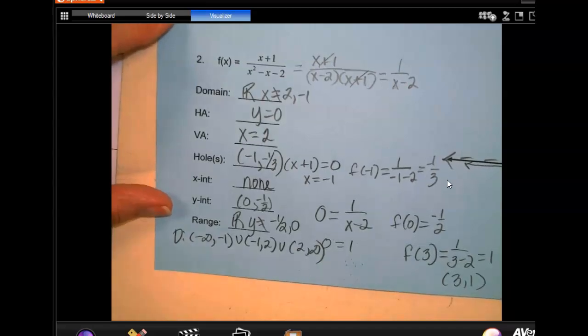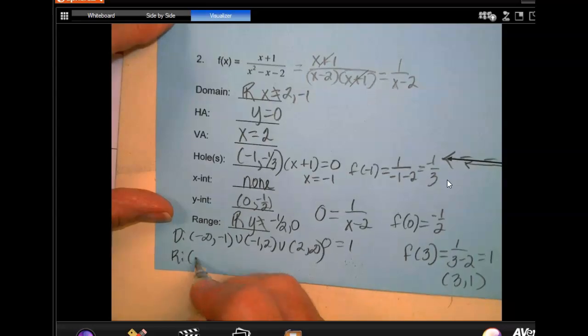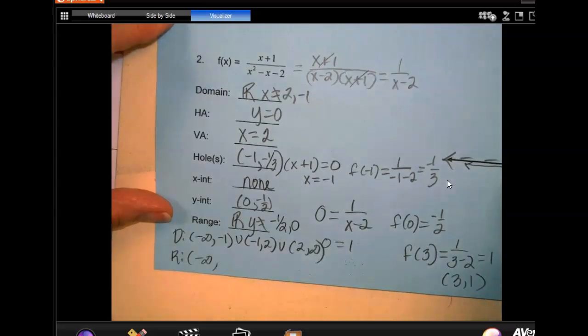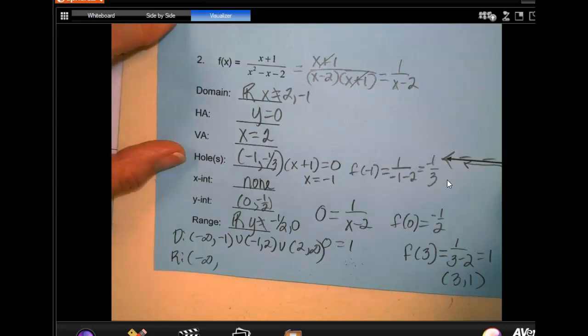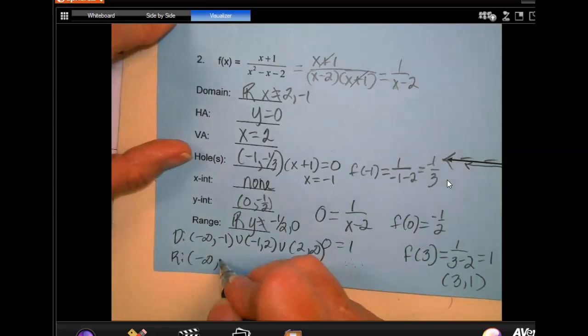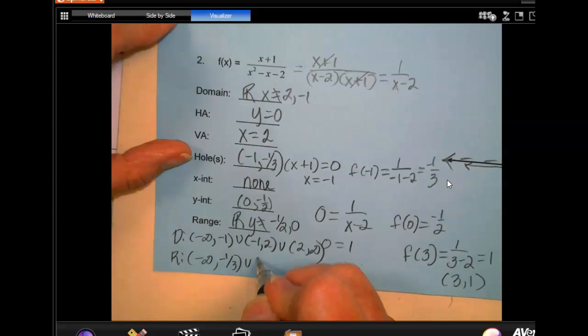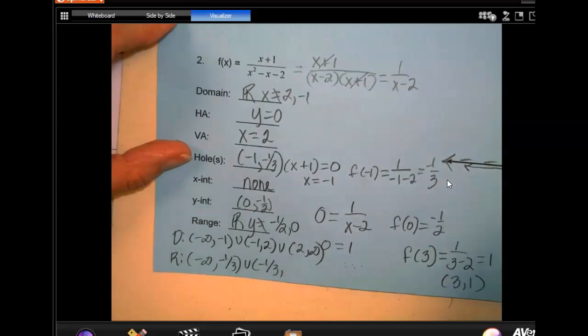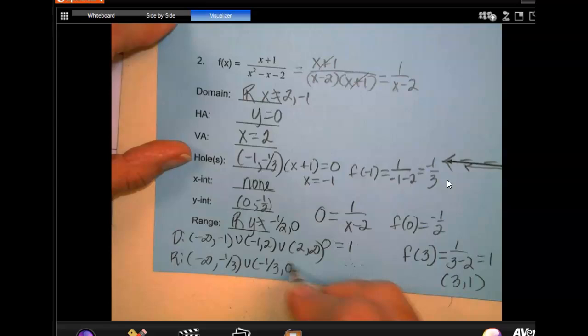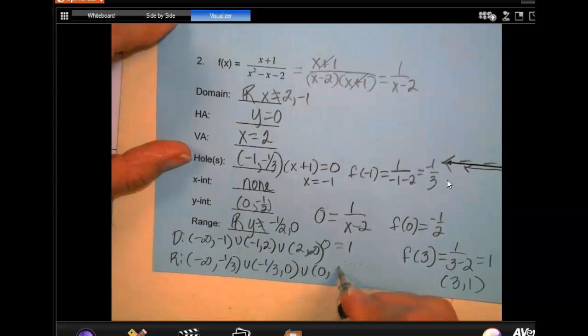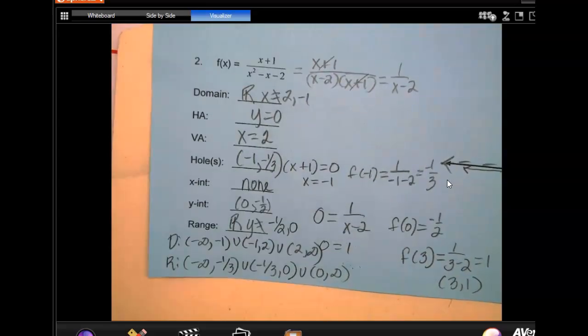And if I had to do that for the range, can I do the same thing? Negative infinity, where's my first stop? What's the y value on my hole? Negative 1/3. I'm going to start at negative 1/3, and I have to stop at the asymptote, which is at 0, and then go 0 to infinity. All right, any questions there?